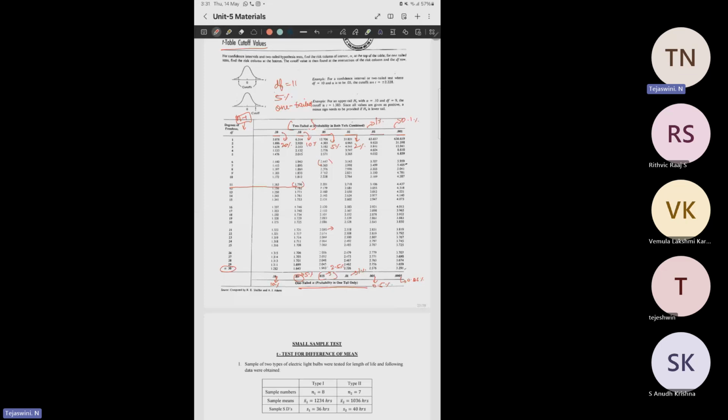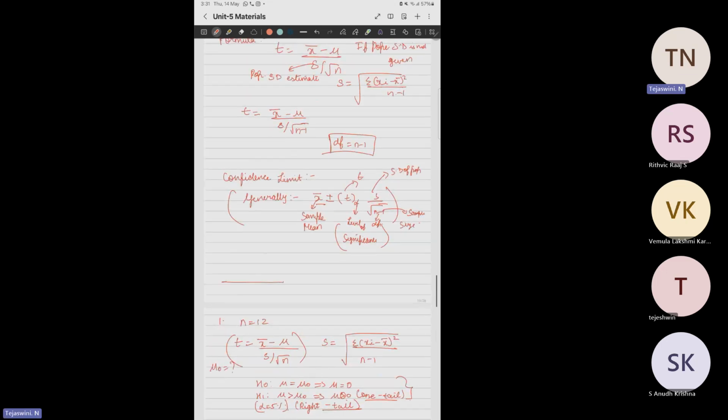So for 9 degrees of freedom at 5% level of significance, the critical value will be 2.362. So in the bell curve, if the value of t lies in this range, minus 2.362 to 2.362, if the value of t after we calculate lies in this range, then we can accept H naught, else we have to reject H naught.